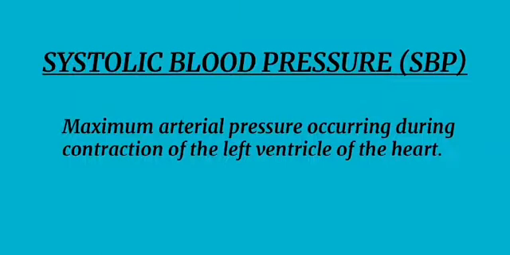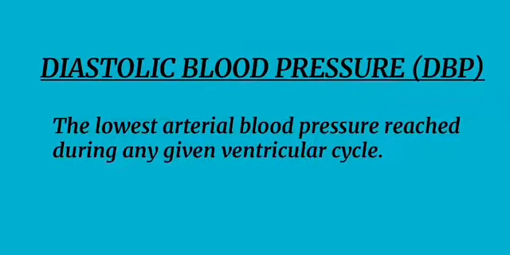Systolic blood pressure. Maximum arterial pressure occurring during contraction of the left ventricle of the heart. Diastolic blood pressure, the lowest arterial blood pressure reached during any given ventricular cycle.